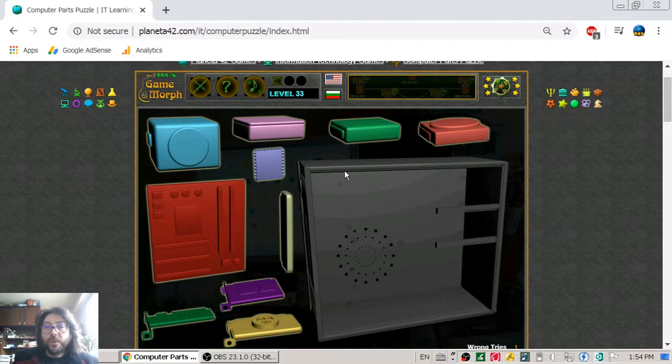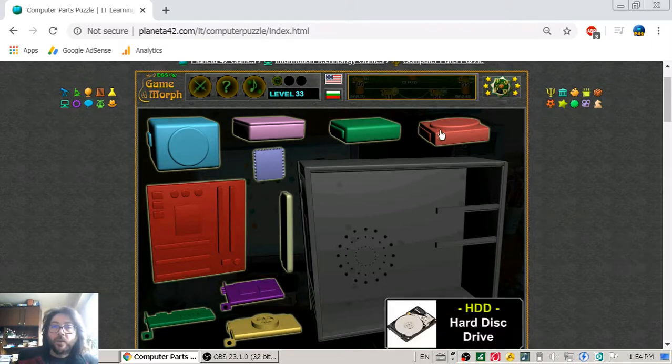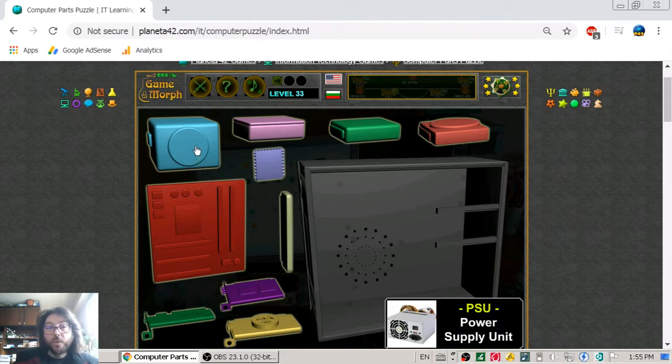Now, if we see that computer case representation, first we must orient that this is the back of the case and this is the front part of the case. And all these parts which we must sort in the computer case are called hardware. So the touchable parts of the computer are called hardware.